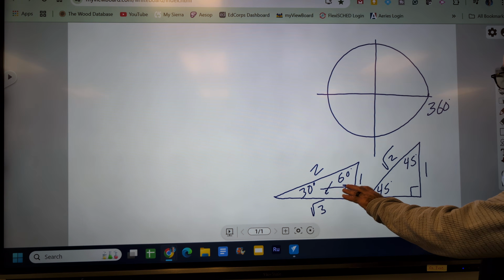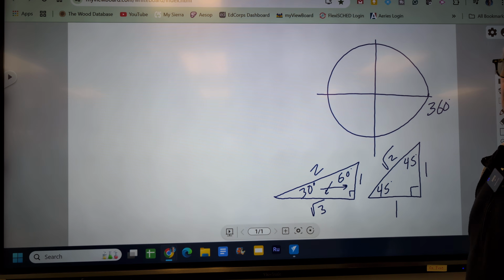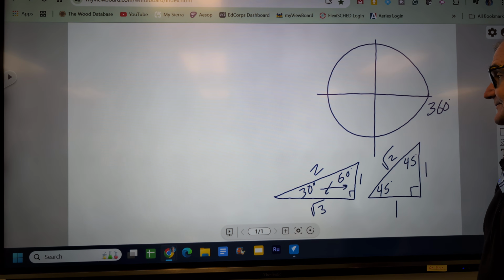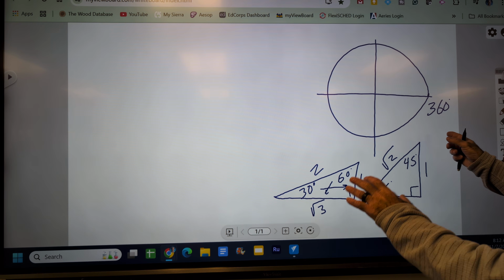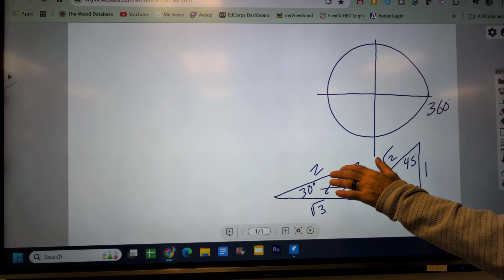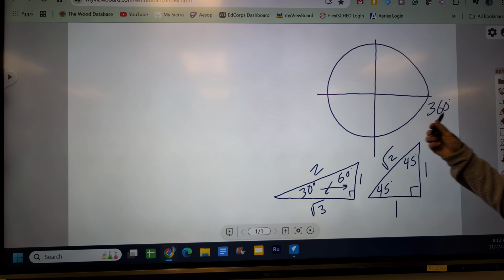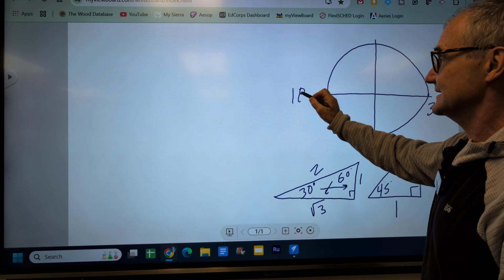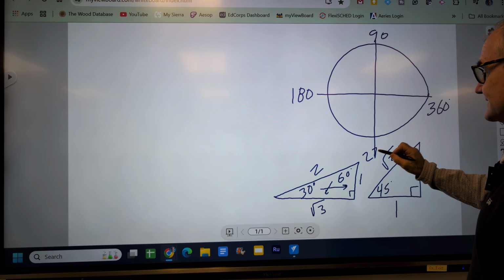So we're going to use these two triangles and this circle, and we're going to look at radian measure defining trig functions. All the way around again, it's 360. I think it's probably based on the sun, how many days in the year, and then rounded down to a number that's easily divisible. So if that's 360, this is 180, this is 90, this is 270.